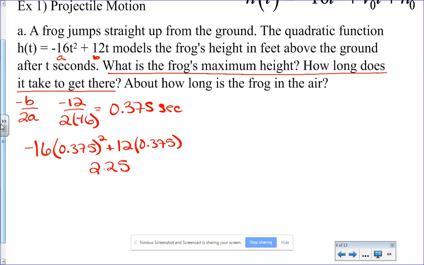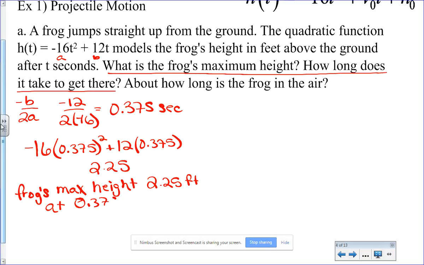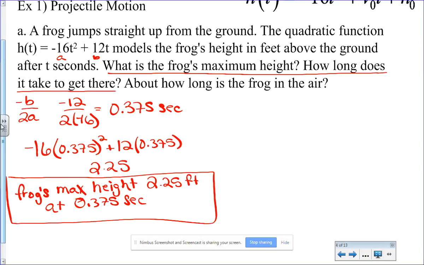So if I had to summarize the first 2 answers, I would say the frog reaches a maximum height of 2.25 feet at 0.375 seconds. Okay, so this answers the first 2 questions. The second part of the problem has to do with how long the frog is in the air. So that's our third question here.